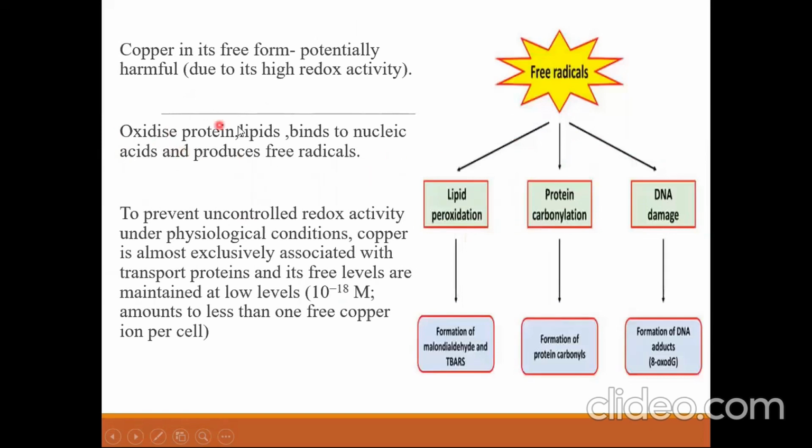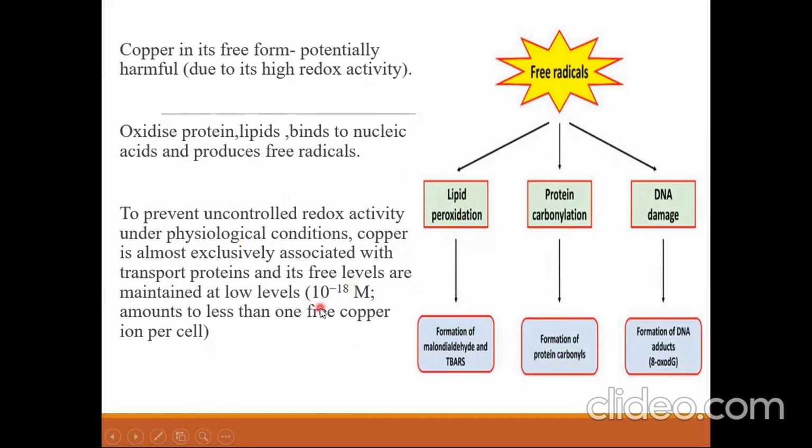Why does it have to be transported along with a transport protein? Because copper in its free form has high redox activity and generates free radicals. They oxidize the proteins, lipids and nucleic acids. In order to prevent the uncontrolled redox activity of copper under physiological conditions, this copper is almost exclusively associated with the transport protein and its free level has to be maintained at a very low level.